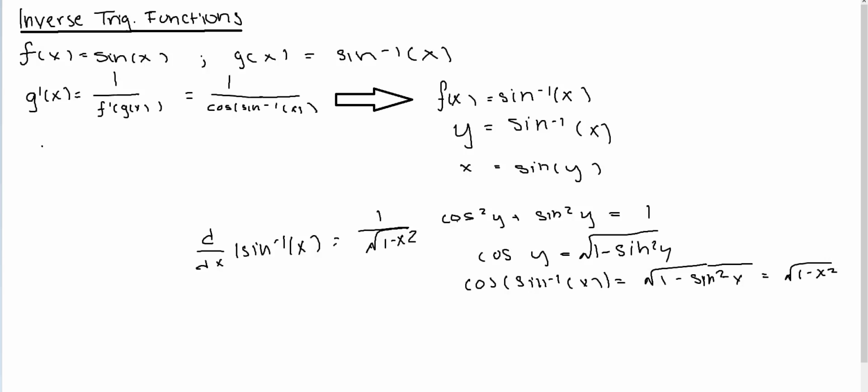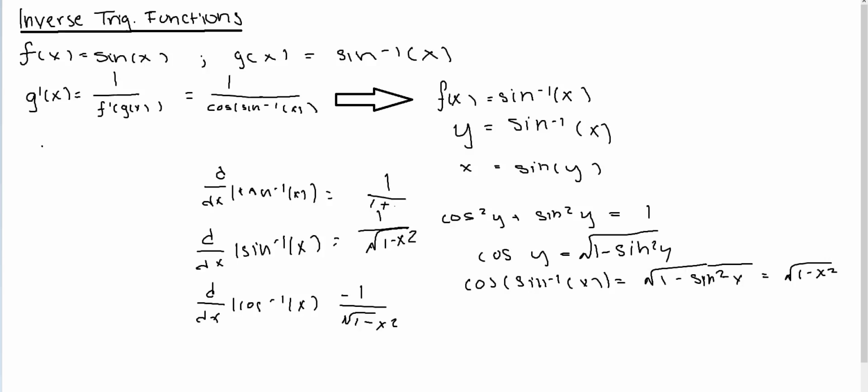Now, the arc cosine x is going to have similar properties. Everything is the same except arc cosine x is going to render -1 over the square root of 1 minus x squared. Similarly, we're going to say that the derivative of the inverse of tangent is going to equal 1 over 1 plus x squared.